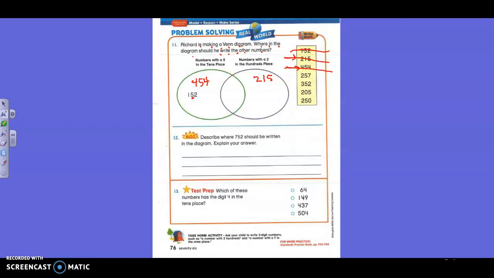All right. Read the next number to me. 257. Does it have a 5 in the tens place? Yes. Does it have a 2 in the hundreds place? Yes. So where does it go? In the middle. 257. In the middle. It has both.